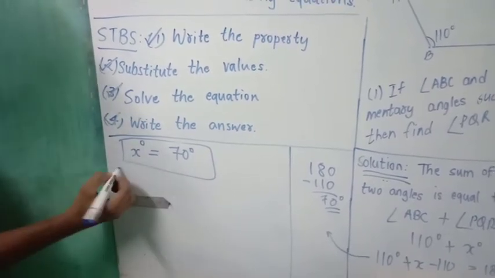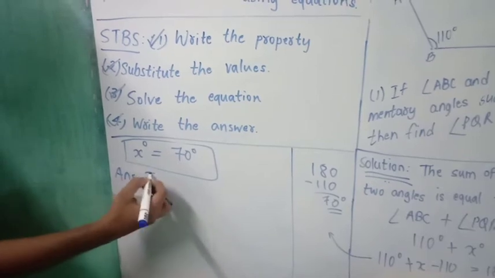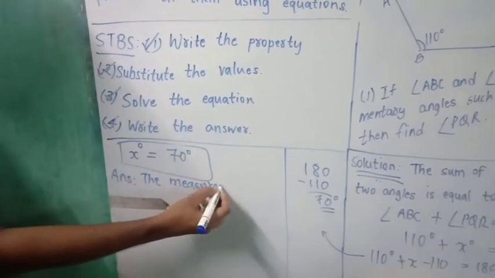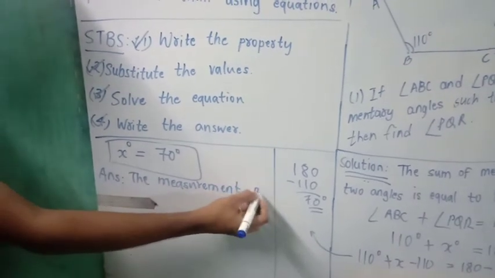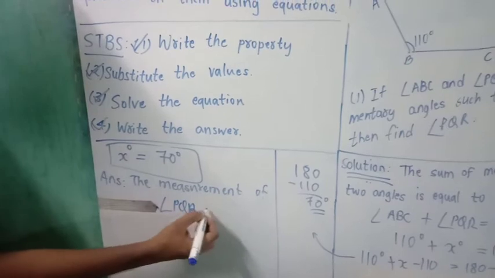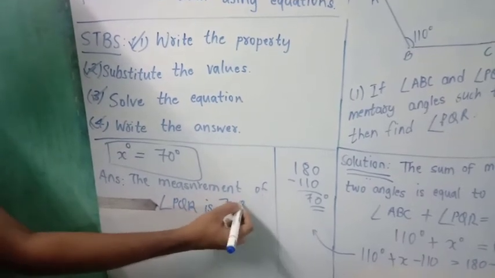What is step number 4? Write down the answer. So I will write the answer: the measurement of angle PQR is 70 degrees.